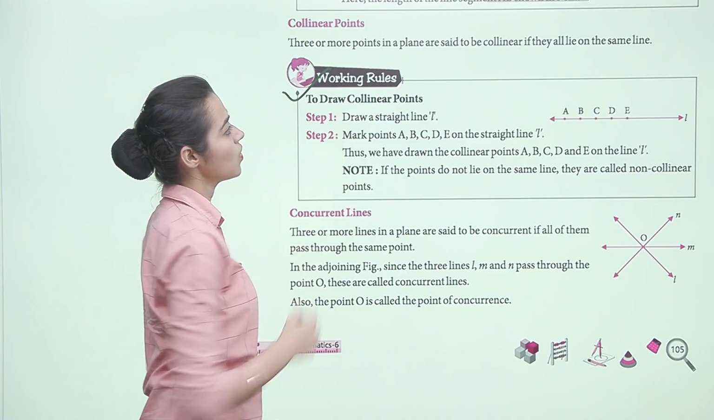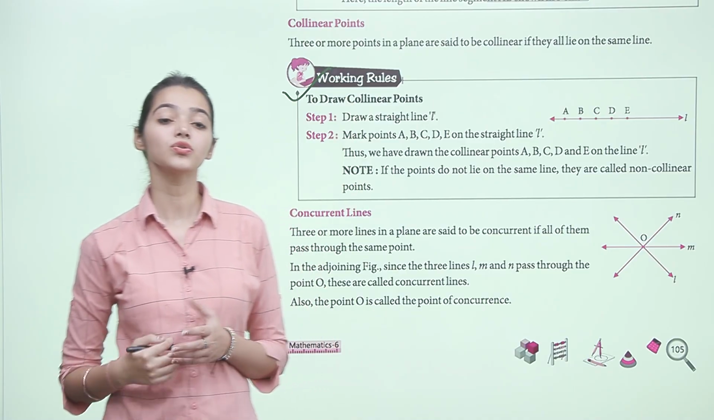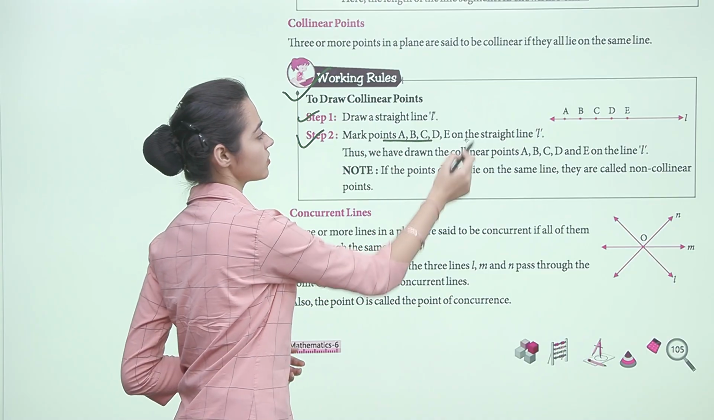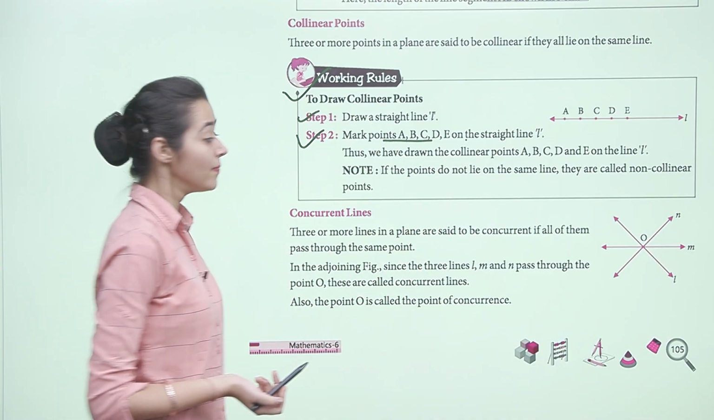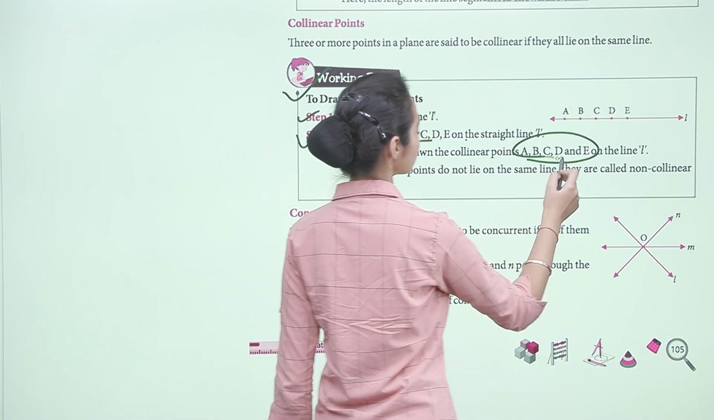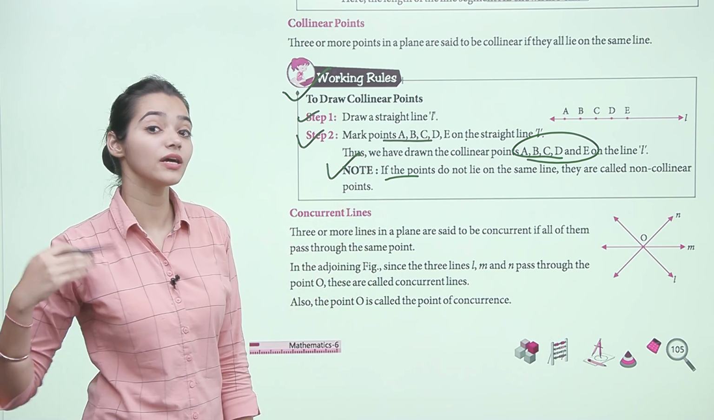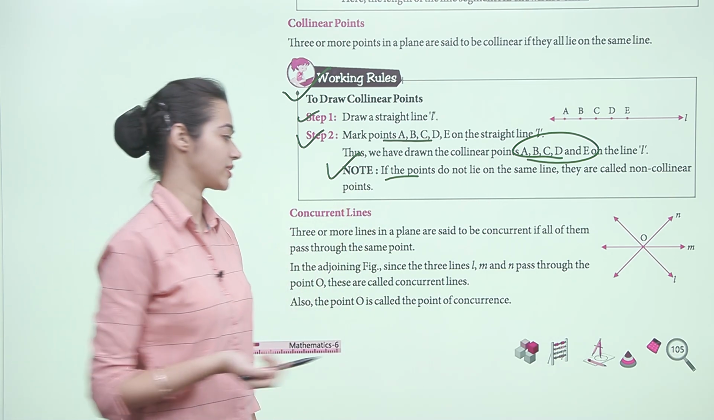Next is our working rules: how to draw collinear points. Step 1, we draw a straight line L, then mark points A, B, C, D, E on this line. Thus we have drawn the collinear points on the line L. Always remember, points that do not lie on the same line are called non-collinear points.